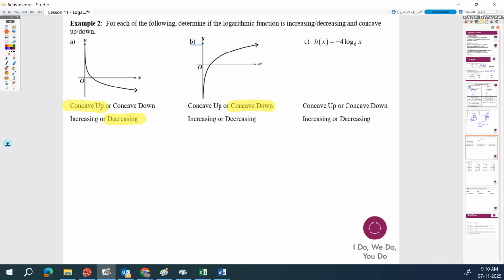So for the third one, what I recommend you do is you sketch it. So this one, we have our b value, which is greater than 1, so that's like that. But then when we reflect it, it's going to be this one. We've got a reflection caused by the a value being negative, so it's going to be a graph looking like this one. So then, is it concave up or concave down? Concave up. Increasing or decreasing? Decreasing.